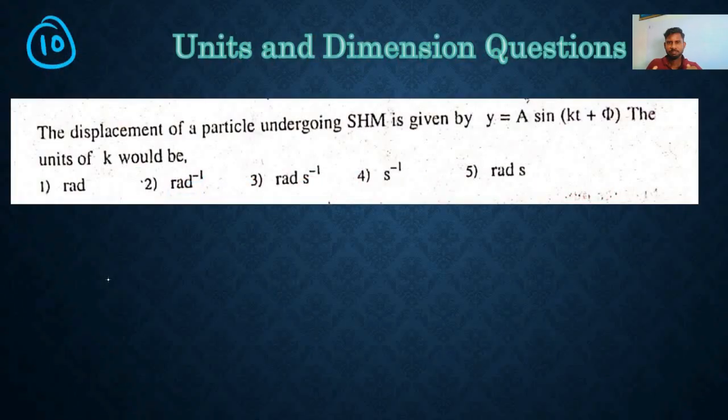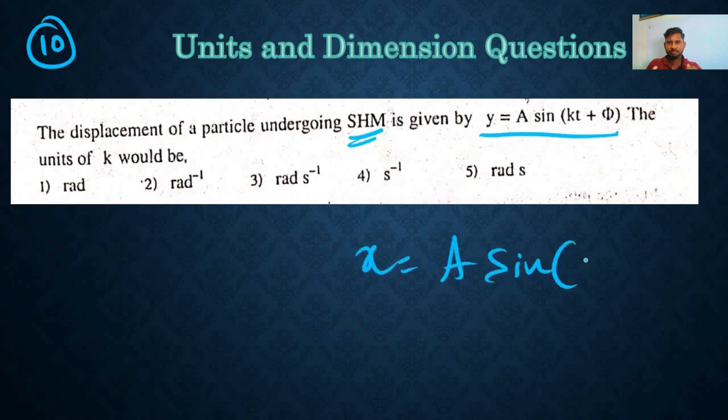Right, moving into the 10th question, units and dimensions questions list. This question is not actually that difficult. The displacement of a particle undergoing simple harmonic motion is given by x equals this equation, right? So the basic equation is x equals A sine omega t, and we might have phi, that's a phase. A is amplitude, x displacement, sine, of course you know. It's the same equation. So units of k would be, so k is this, right? If you are familiar with the equation, actually you know what this is now.